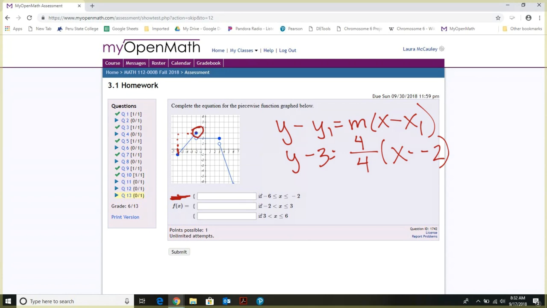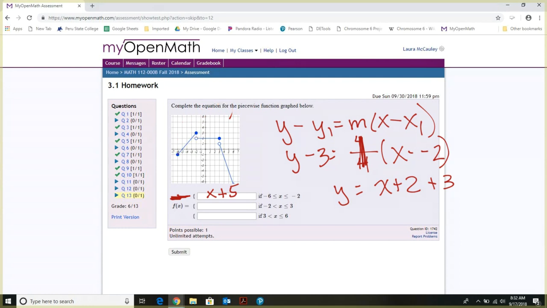So again, that point was at negative 2, 3, and then I have a slope of 1 here. So y minus 3 is equal to x plus 2. Notice this is just a 1. So that's x plus 2, and then I'm moving the 3 over. So really the equation is y equals x plus 5. So that's the first one.